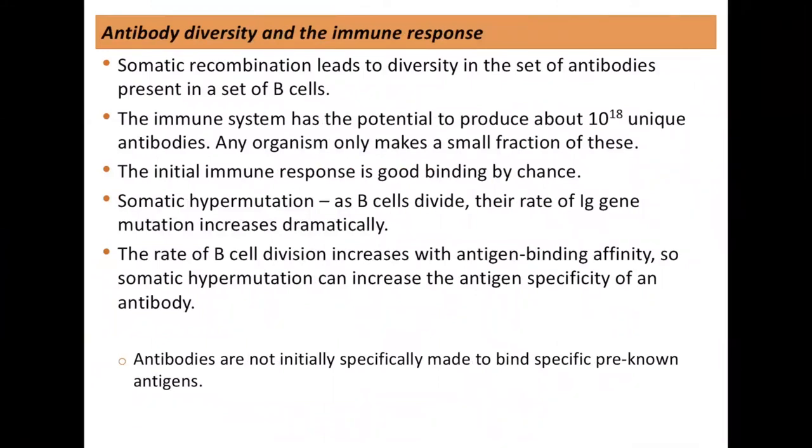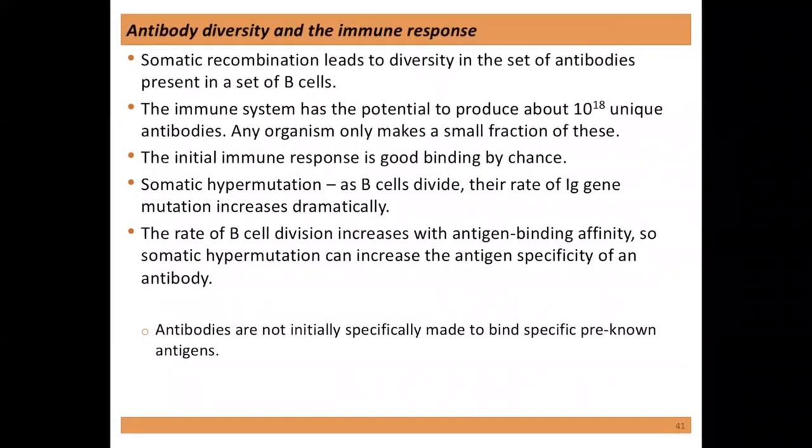So most humans or organisms aren't going to nearly have that many. Oh, here it is right here. There you go. So the potential to make 10 to the 18 unique antibodies, that's a huge number. We're not going to make that. We're only going to make a small fraction of those. And again, really the antibodies aren't specific for a pre-known antigen. It just happens that when you're exposed to an antigen, there's antibodies floating around, and we have so many different possible combinations that by chance, one of those antibodies will bind that antigen.